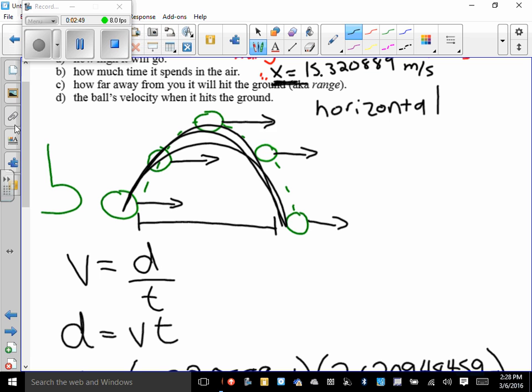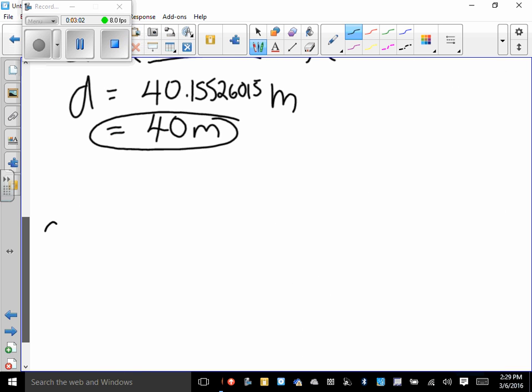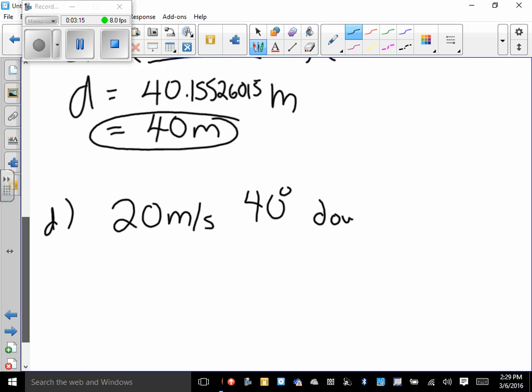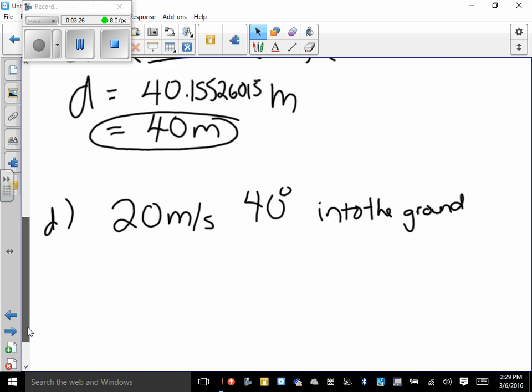Again, reasonable. Finally, what is the velocity when it hits the ground? Well, this is using the idea that it's going to be exactly the same initial as when it stops. So the ball's velocity is exactly the same. So it's 20 meters per second, 40 degrees, but instead of upwards, it's going to be downwards. 40 degrees into the ground. And that's what that question had asked.